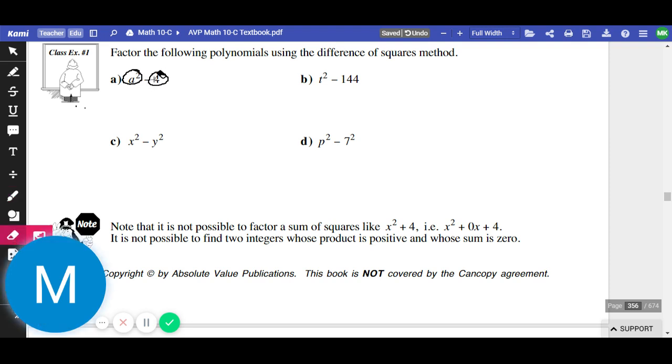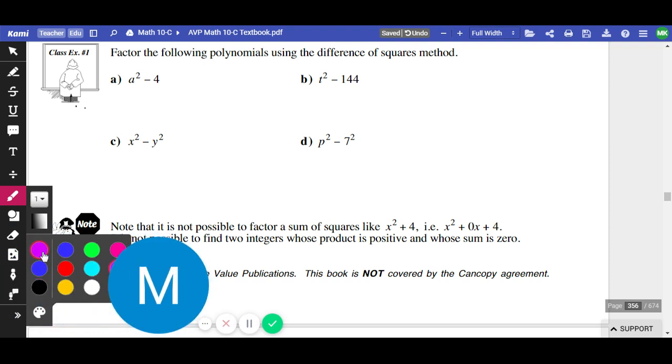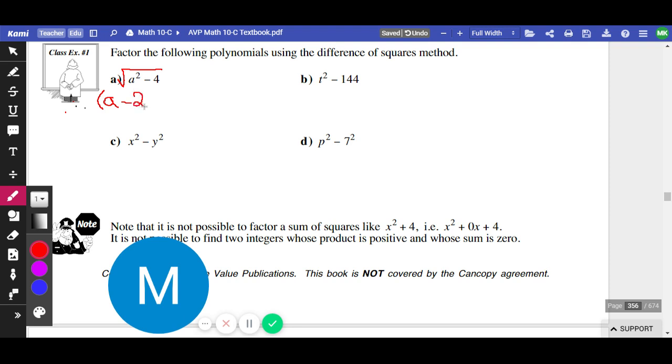The first thing I had to do was just identify: is this a difference of squares? Since it is, I'm going to use my difference of squares factoring method, which is very, very simple. It is: square root everything. So we're just going to square root that whole thing. When you square root a squared, you get a. Minus, when you square root 4, you get 2. Gorgeous. And I put that in brackets.